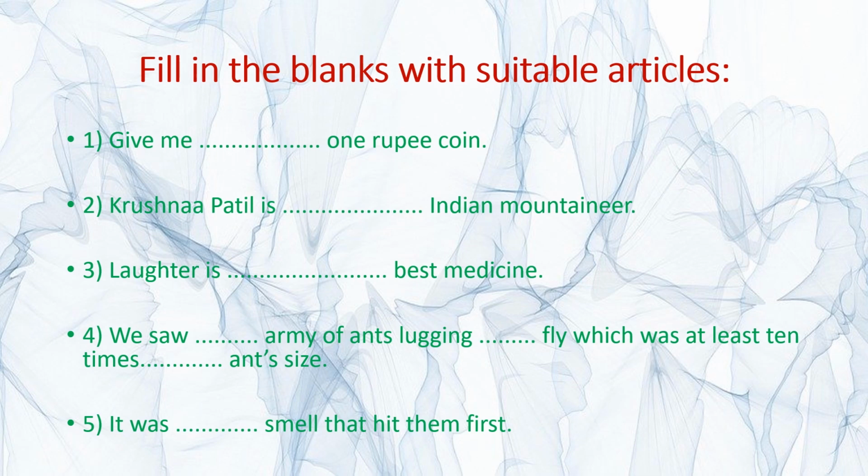Right students? Okay. Now see the first one. Give me dash 1 rupee coin. So here you have to take a little precaution of the pronunciation and what article you are going to insert. Then second sentence is, Krishna Patil is dash Indian mountaineer. Third one is, laughter is dash best medicine. Fourth one is, we saw dash army of ants lugging dash fly which was at least 10 times dash ants size. And the fifth one is, it was dash smell that hit them first.